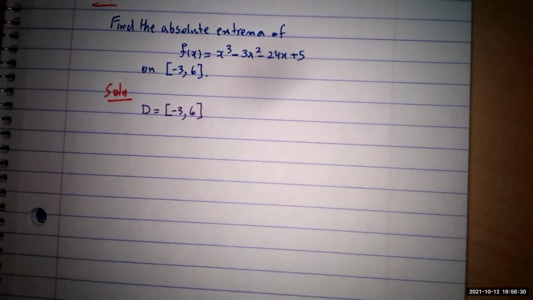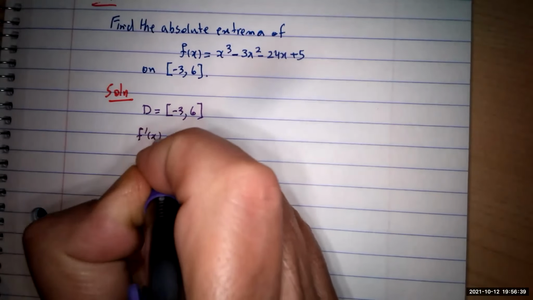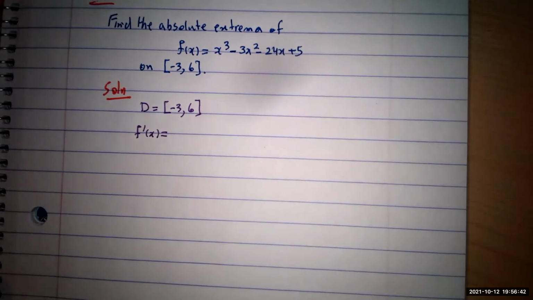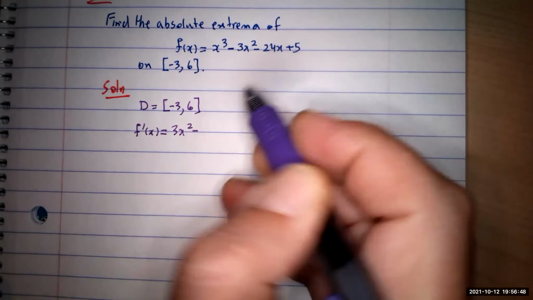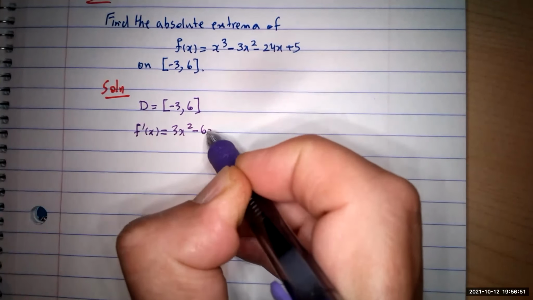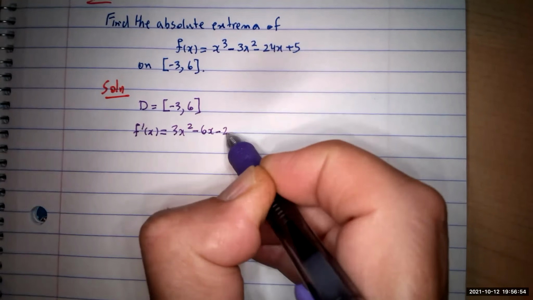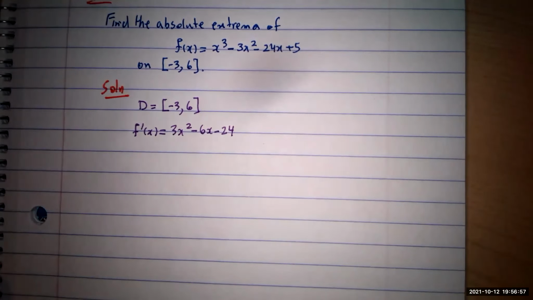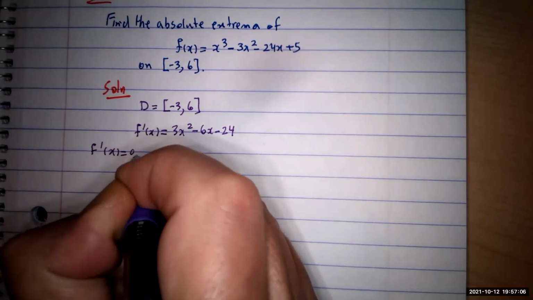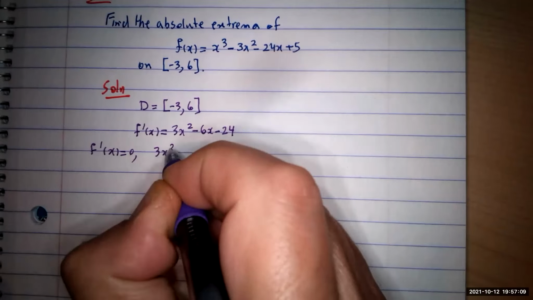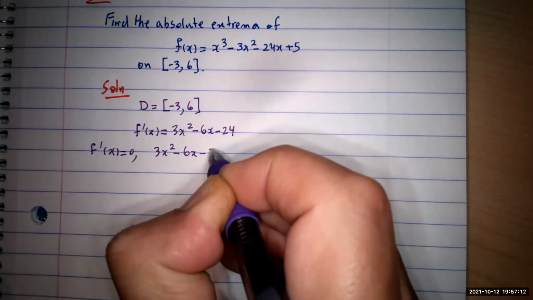So go for it. Step 1: find the derivative of the function and let it equal 0. Carefully differentiate it, because the derivative is important. Using the power rule, 3 times 1 is 3, so that gives 3x squared, minus 2 times 3 is 6x, minus 24. That's the derivative. Now let f prime of x equal 0: 3x squared minus 6x minus 24 equals 0.